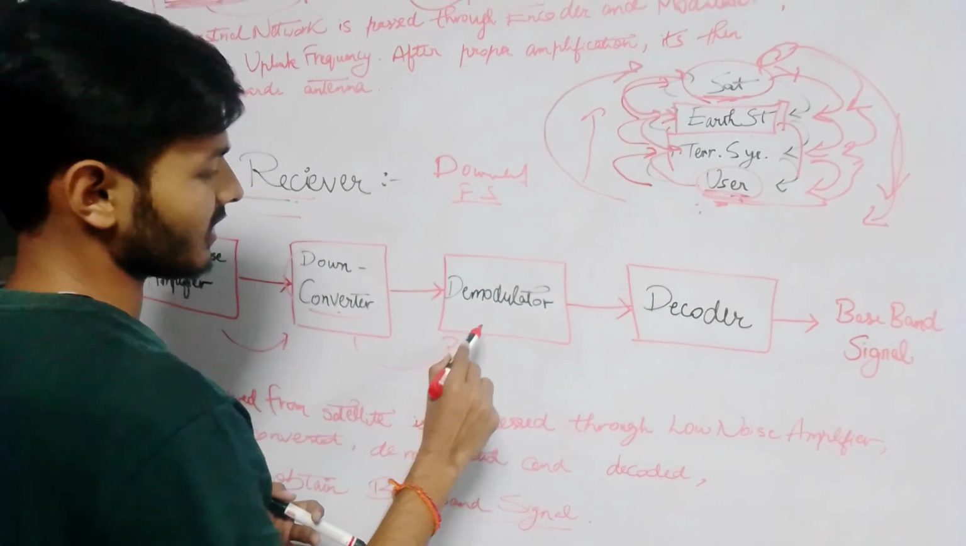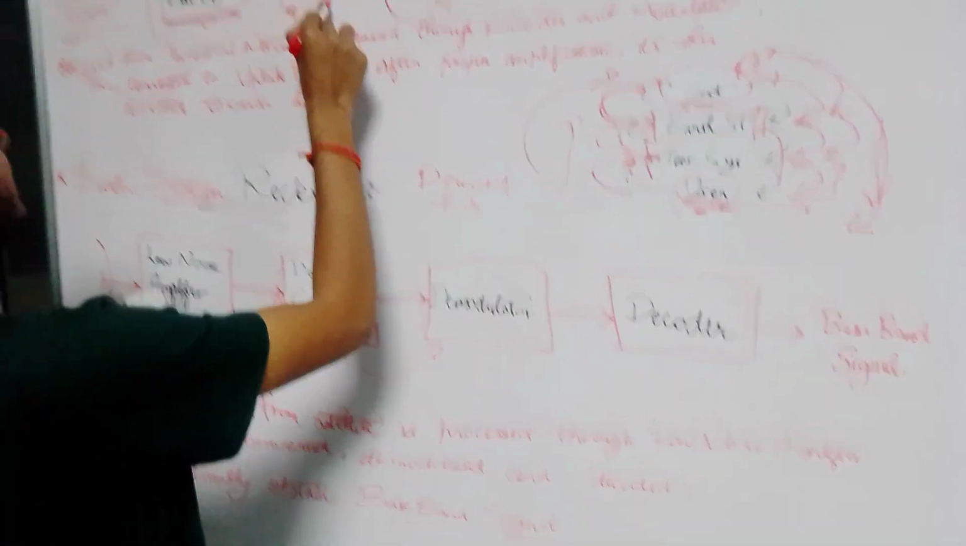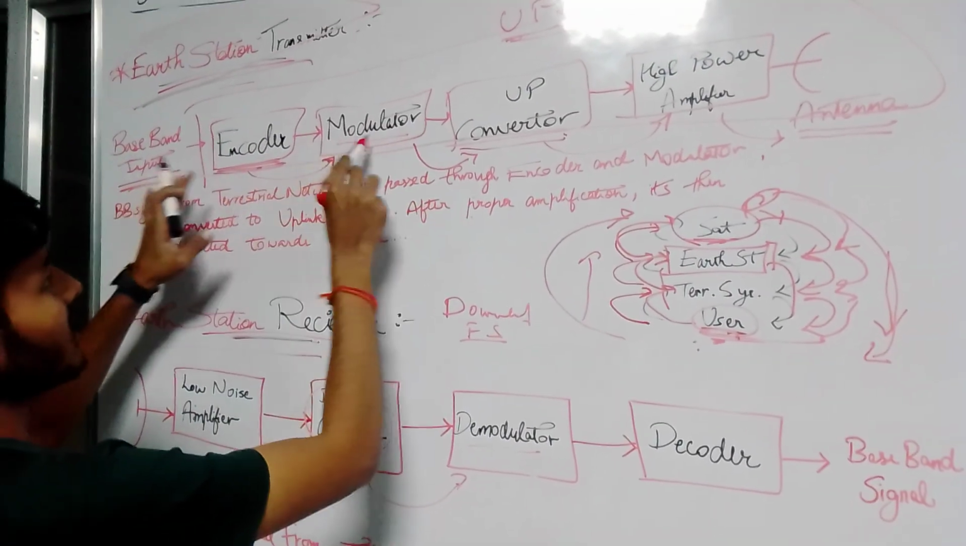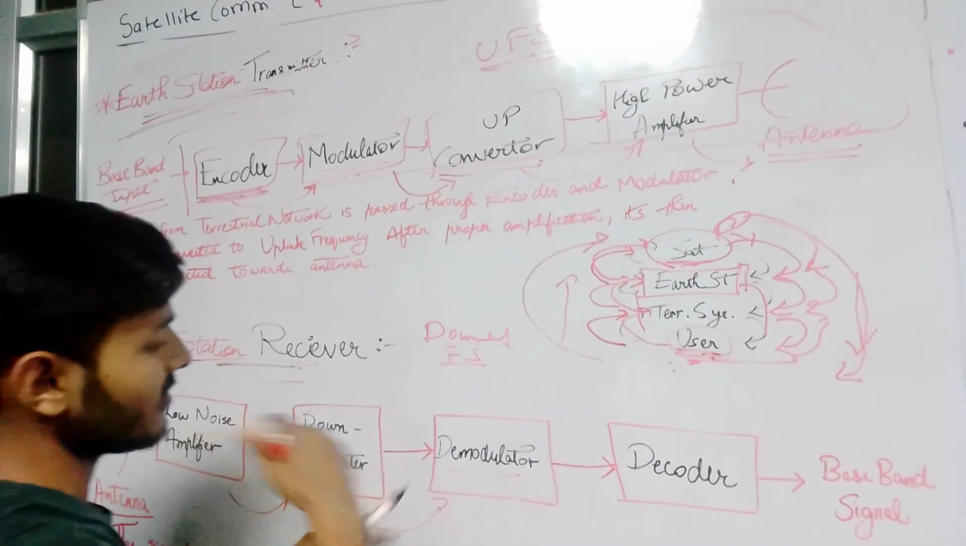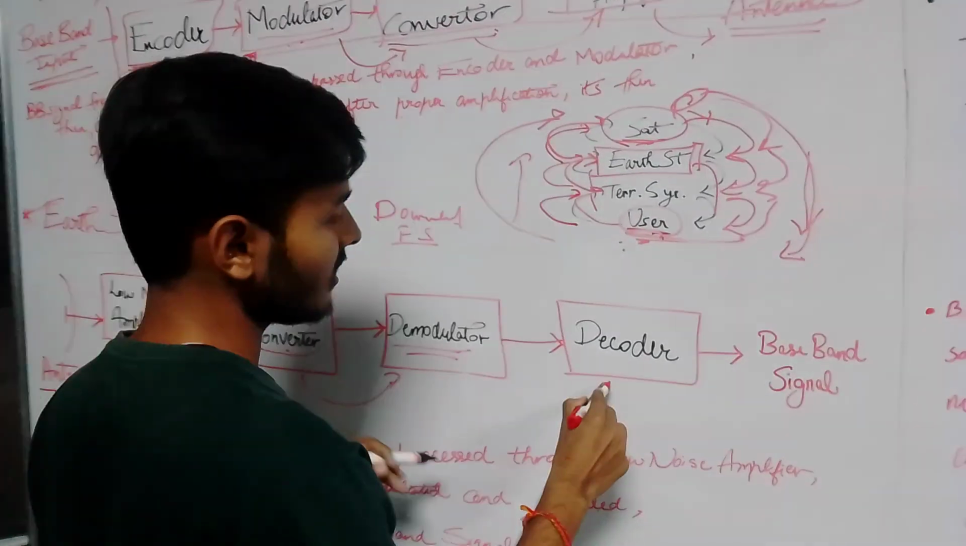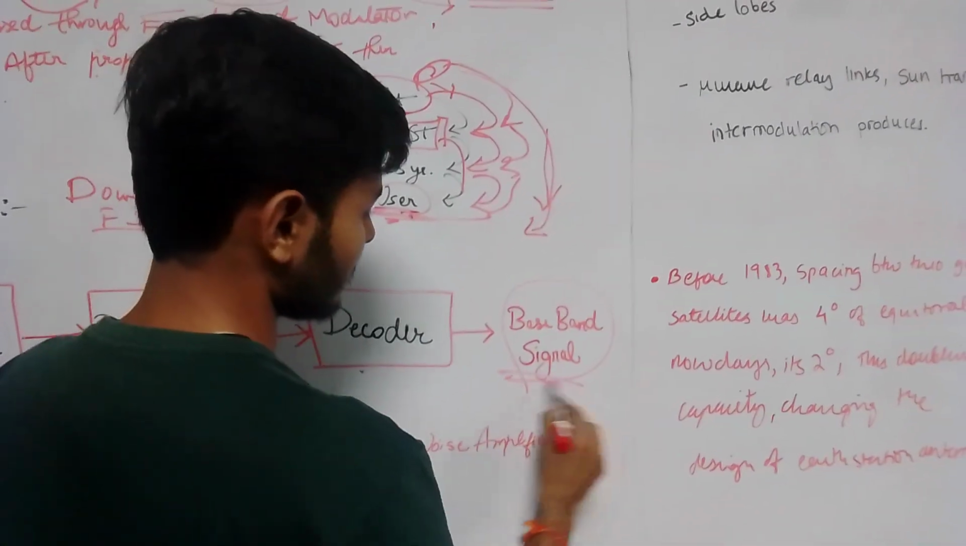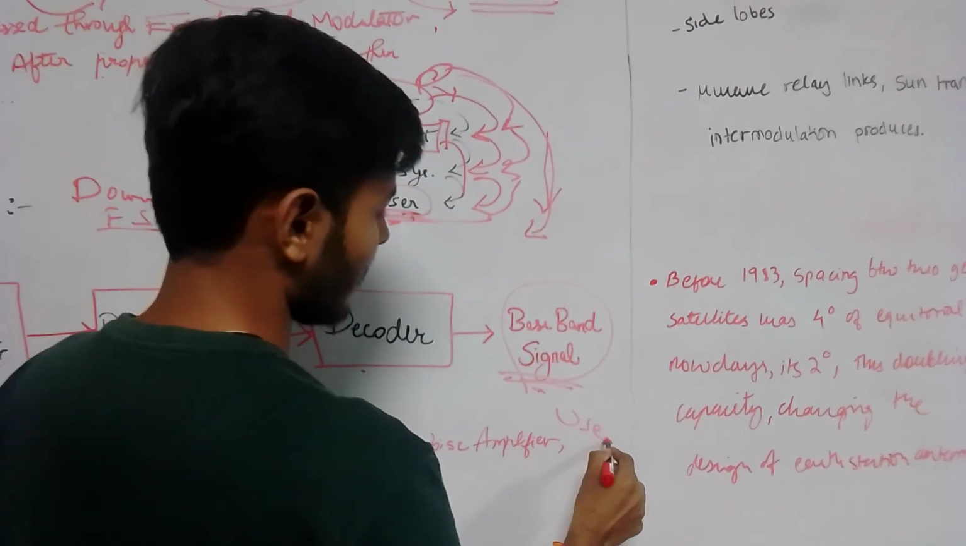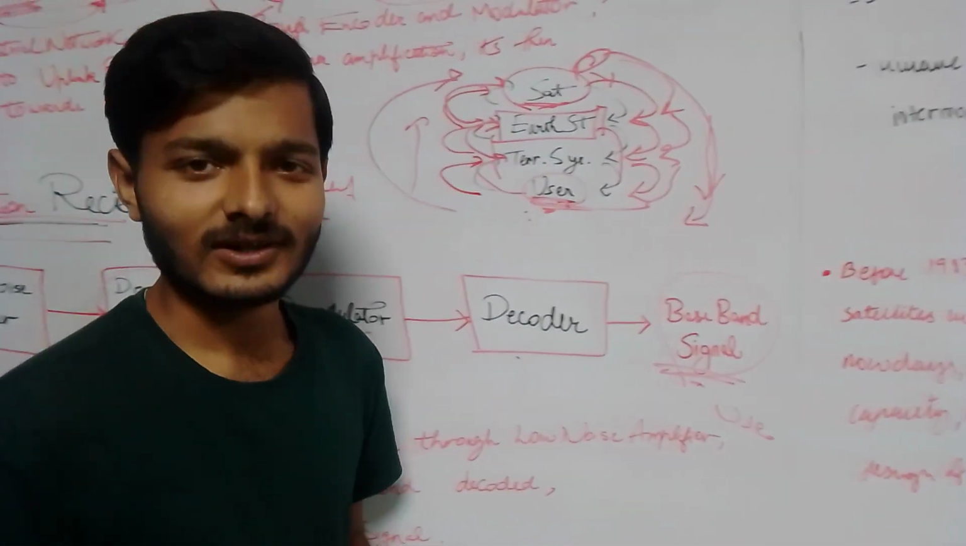Then comes the demodulator. The modulated and encoded signal, as we remember, which were here, is again in the same manner demodulated and decoded to achieve the baseband signal. And here is the user, happy as they get their baseband frequency.